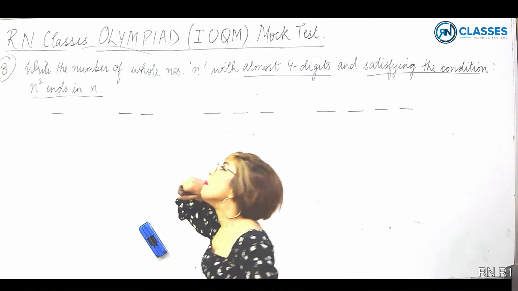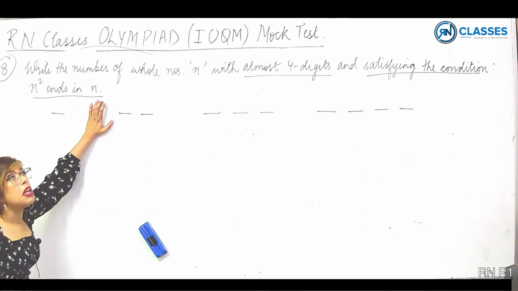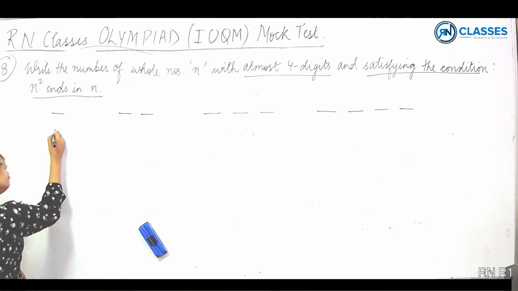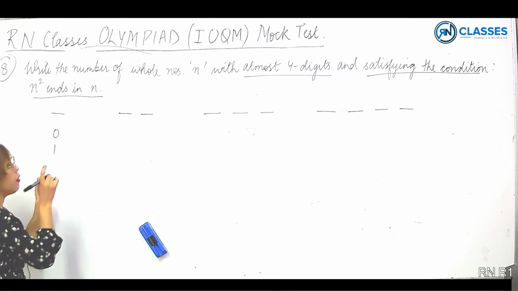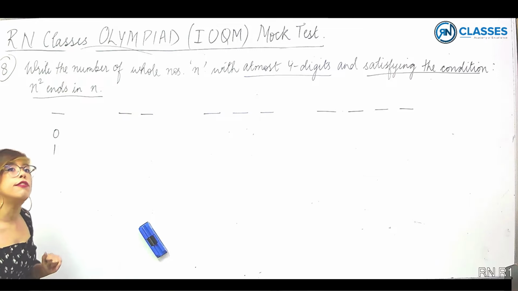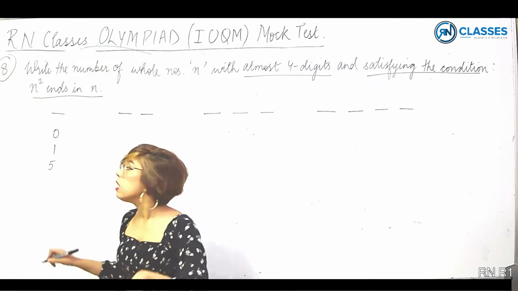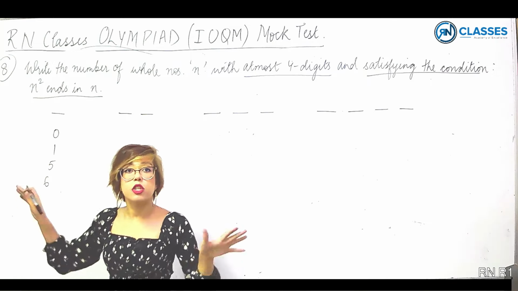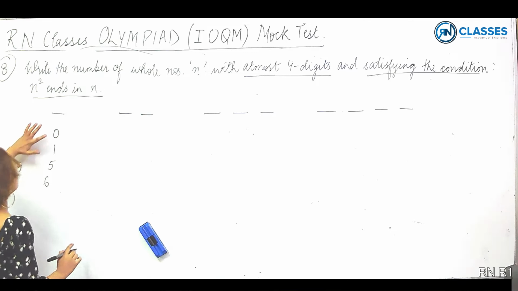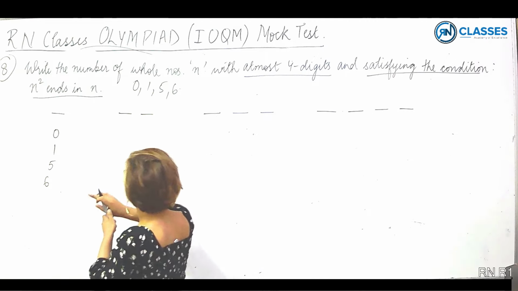Right? A 1-digit number. I know that n square should end in n. Obviously, 0 square, whole numbers bola hai, yes. So 0 square means 0. 1 square, 1. 2 square, 4. 2 square is not ending in 2, so I don't want it. 3 square ending in 3? Absolutely not. 4 square? No. 5 square? Yes, because it ends in 5. Then 6 square? Yes. 7 square? No. 8 square? No. 9 square? No. And that's it. That means 1-digit numbers I will have 0, 1, 5, 6. So let me write it here. 0, 1, 5, 6. Done?